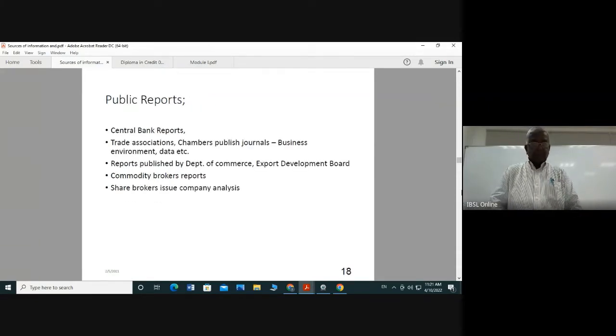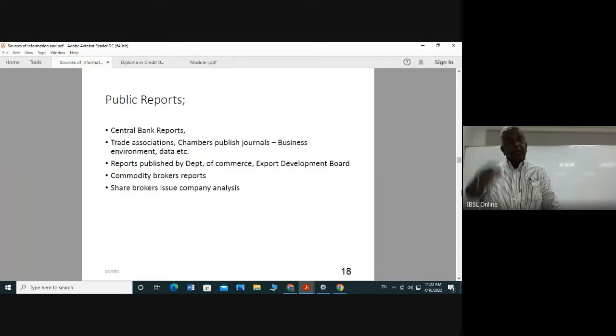In the public reports, there are public reports. Central bank reports. The central bank publishes reports about various industries. So if your customer is asking for a loan facility, maybe for a big project, sometimes the central bank would have prepared some project reports in that particular sector.